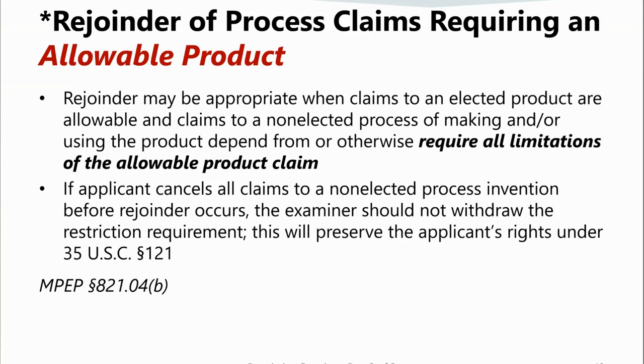Applicant may choose to cancel all non-elected claims before rejoinder. In that case, the examiner does not withdraw the restriction. This preserves applicant's rights under 35 U.S.C. 121.